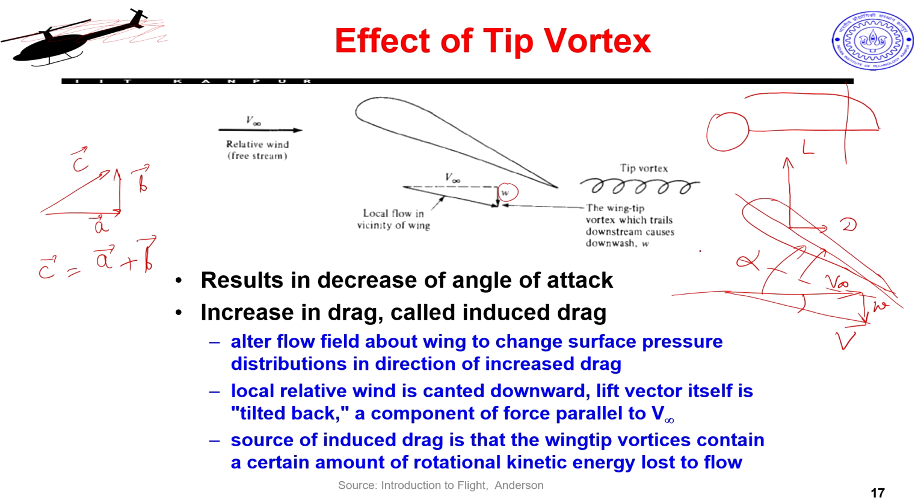So, my flow is now coming about this direction. What does this mean? That my lift will tilt backwards. All of you can see that. Let me draw it again, probably more clearly.